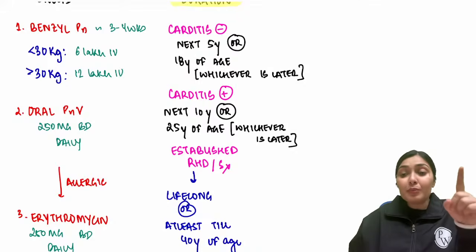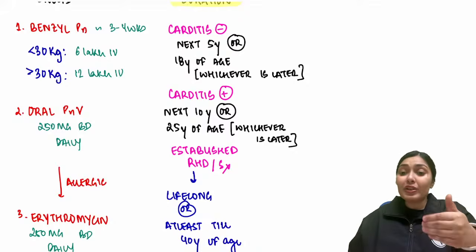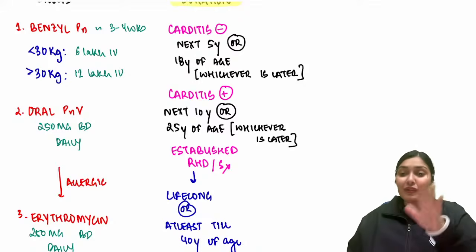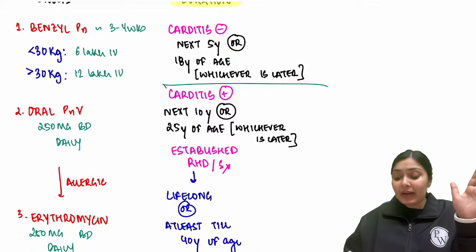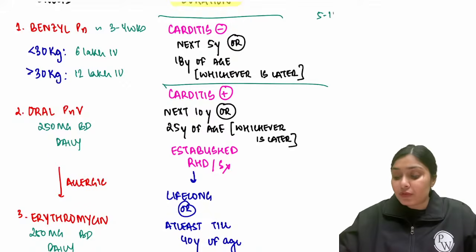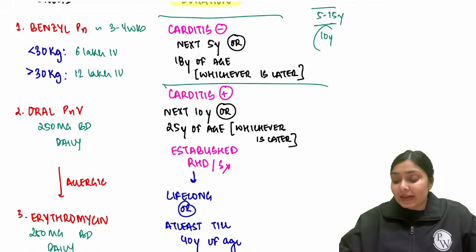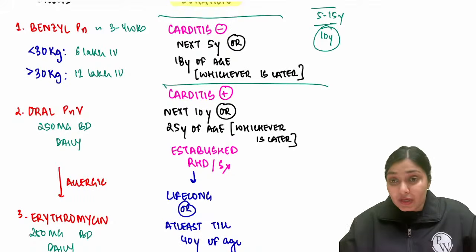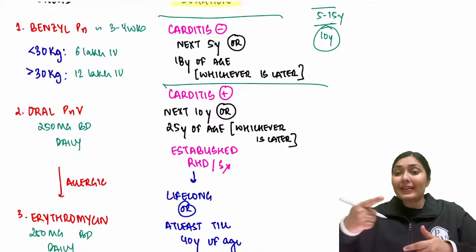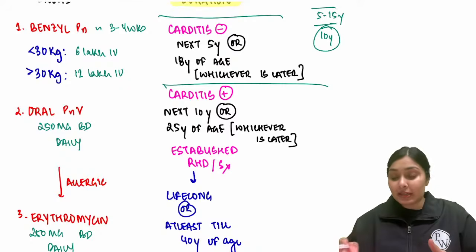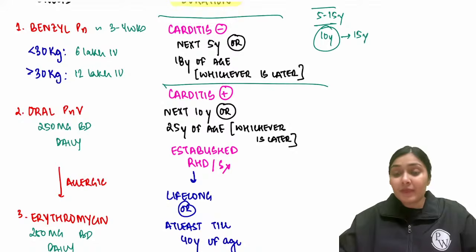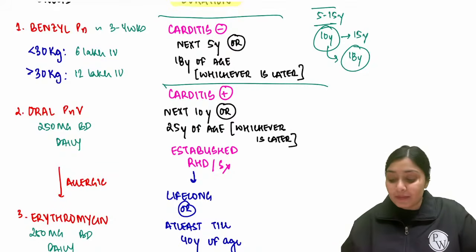Now comes the duration, for how long these drugs have to be taken. That depends upon the presence or absence of carditis. If there was no carditis, then you have to take these for the next 5 years or 18 years of age, whichever is later. What do I mean by that? I told you this rheumatic fever we see in 5 to 15 years of age, school going children. So imagine if the child gets this disease at 10 years of age, there was no carditis. So I have to give either for the next 5 years or till 18 years of age, whichever is later. So next 5 years, the child will be 15, but 18 years is later. So I will continue this till 18 years of age. So whichever is later, you continue till that.